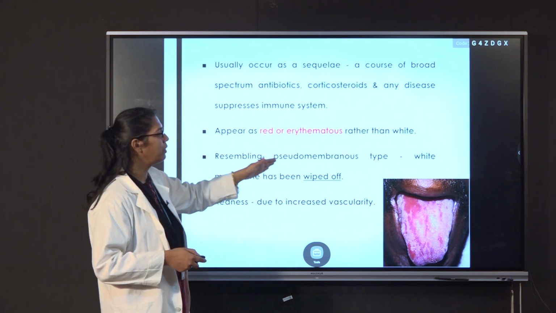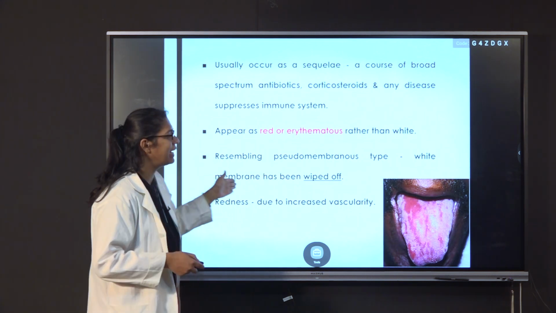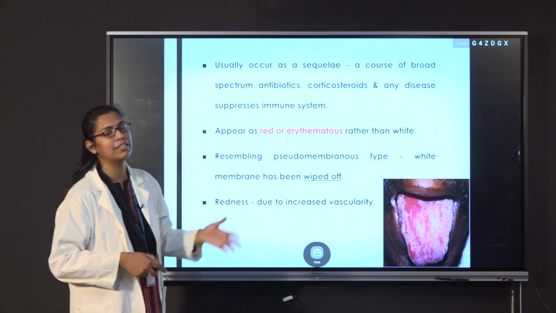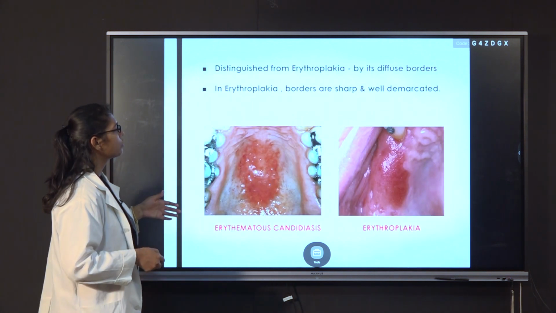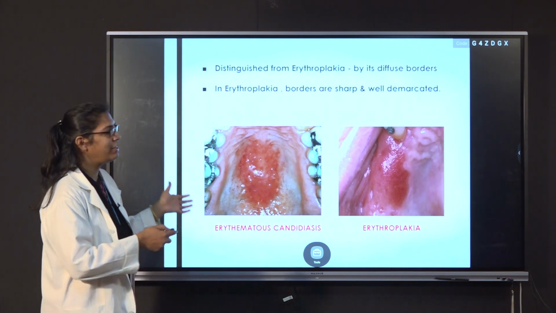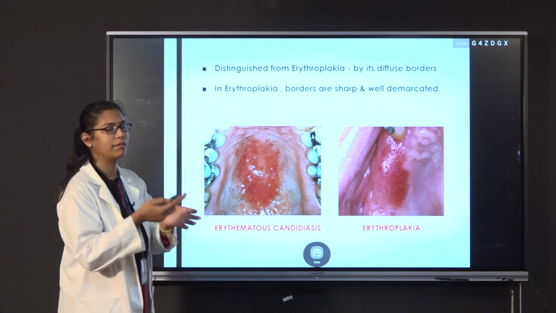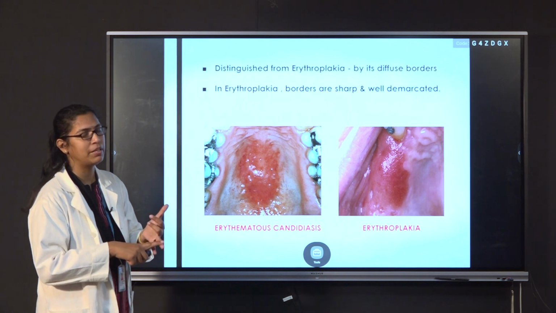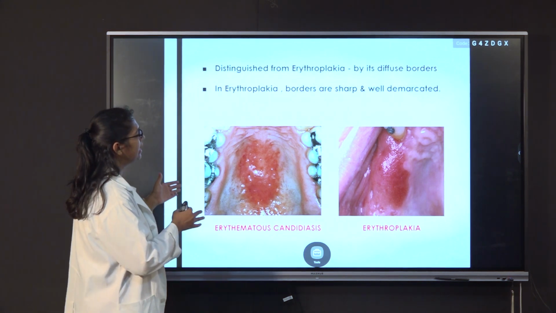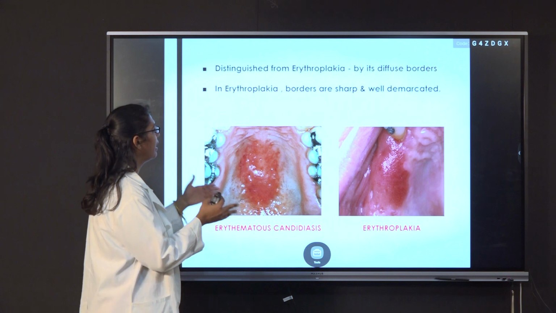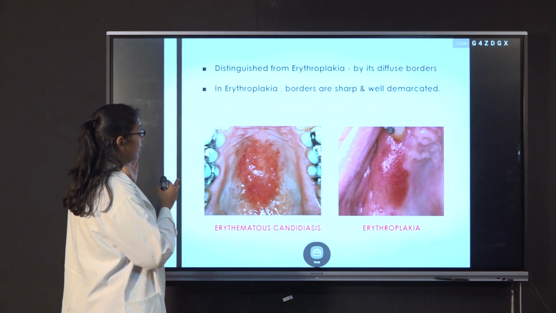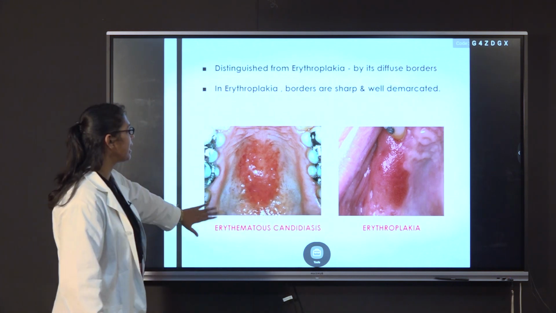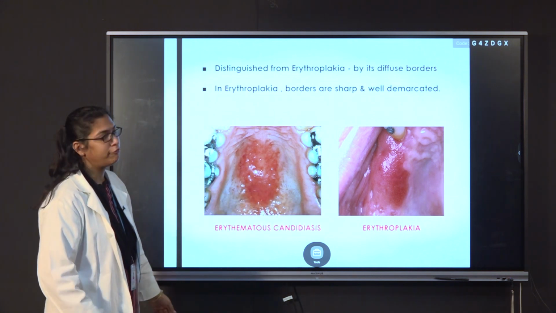These also resemble pseudomembranous candidiasis, where the white membrane can be easily wiped off, and the redness is mostly seen due to an increase in vascularity in the area. When coming to the differential diagnosis, we need to distinguish it from erythroplakia, which resembles erythematous candidiasis, although the clinical features and habits will be different. Clinically, erythroplakia will have sharp borders, and erythematous candidiasis will have diffuse borders.